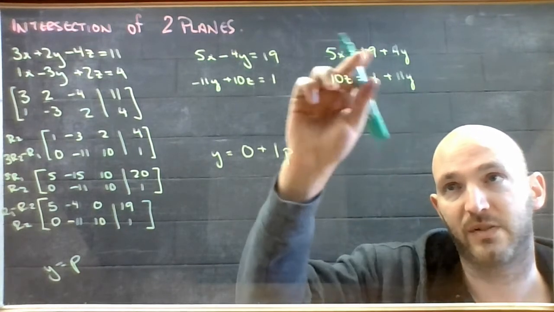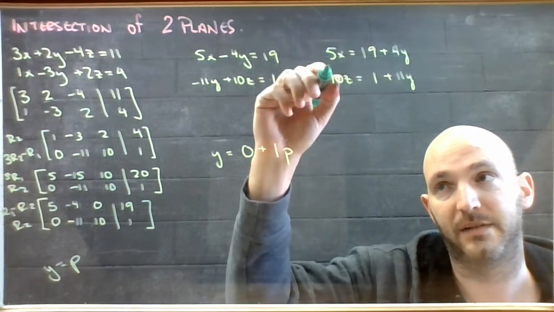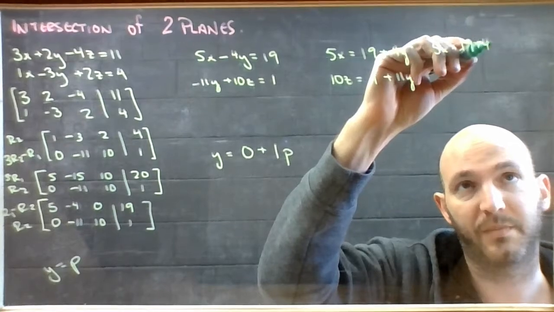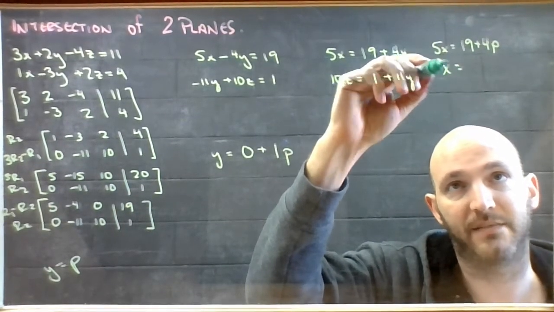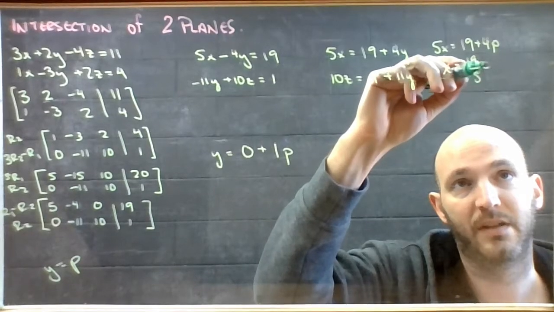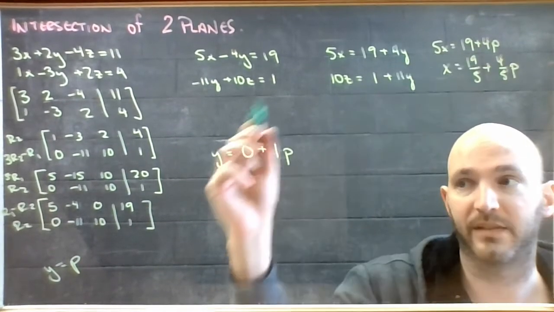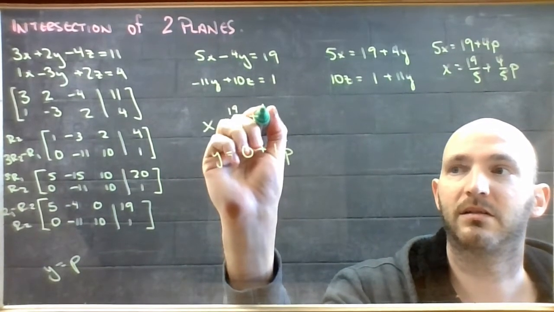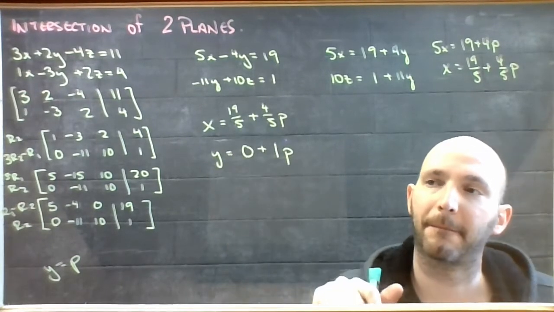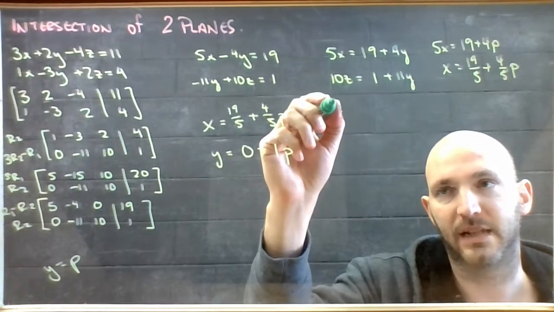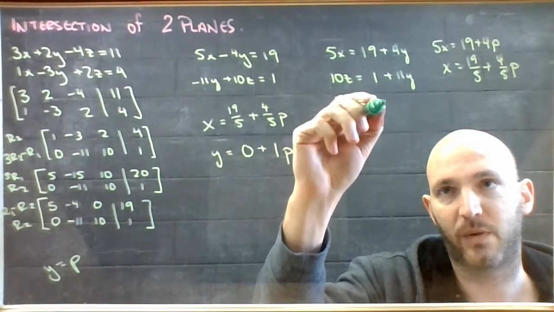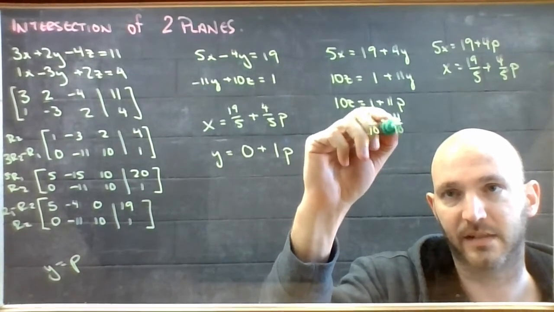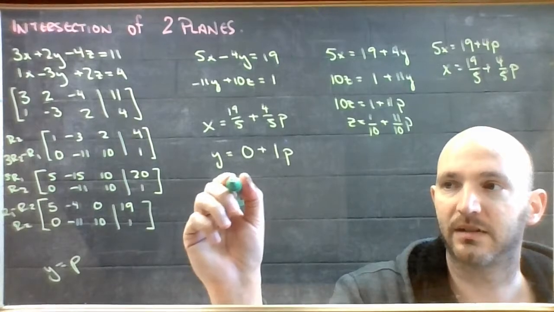So if I do that, I'd end up with 5x equals 19 plus 4p's. And then if I divide both sides by 5, I get x is 19 fifths plus 4 fifths of p. So I'm just gonna pop that in here. And if I do the same thing with the z, I'd end up with 10z equals 1 plus 11p. So z is 1/10 plus 11/10 of p. So I could write that in there.